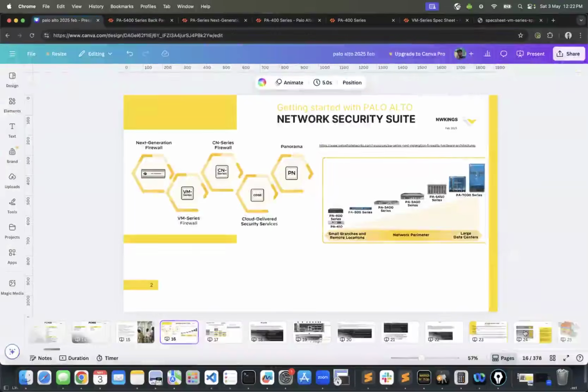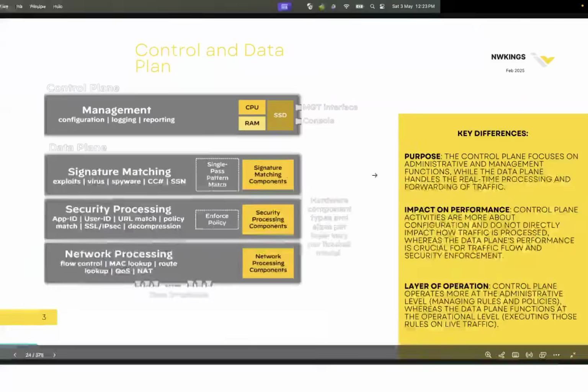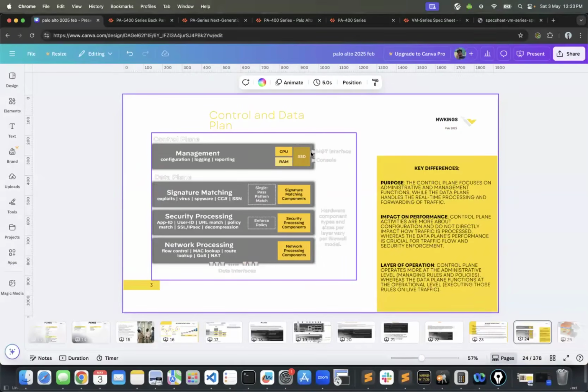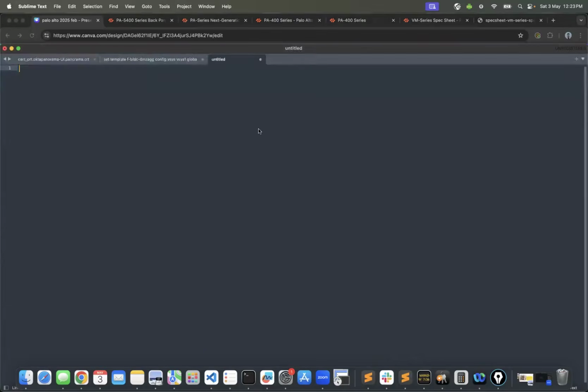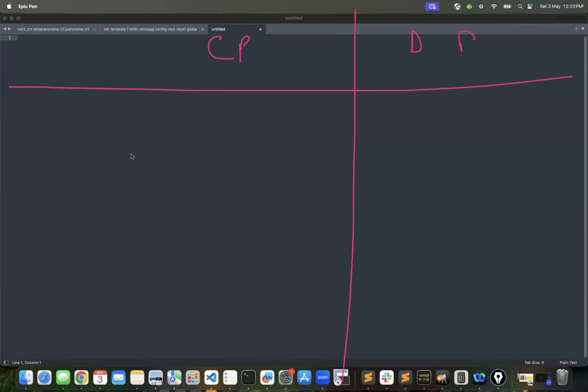Now, let's talk about something basic. Basic means it's not part of Palo Alto exclusively, but it's basic networking, which we should know. Let's assume we are going to talk about control plane and data plane.